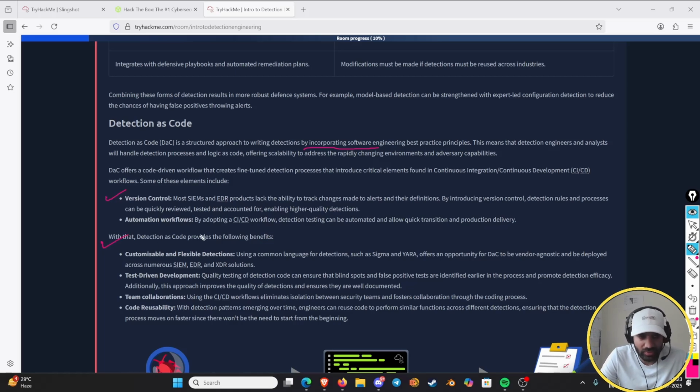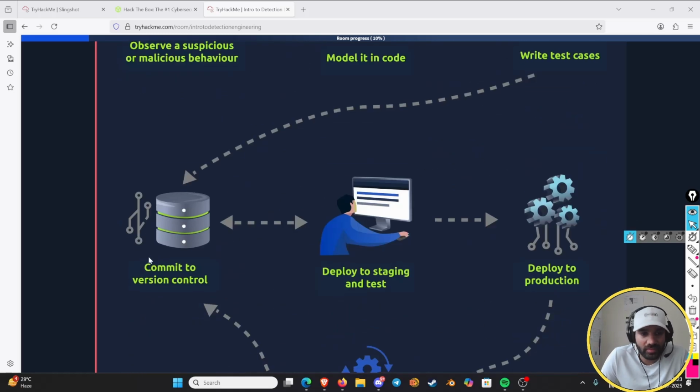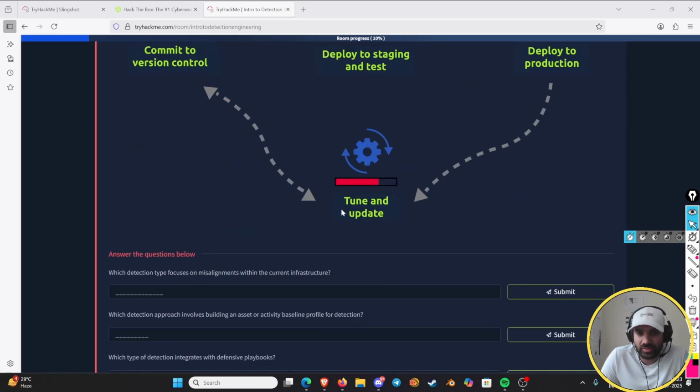Detection as code provides the following benefits: customizable, flexible detection, test-driven development, team collaboration, code reusability, right? So observe a malicious behavior, model it in code, write test cases, commit to version control, deploy it to staging and test, deploy it to production, tune and update.